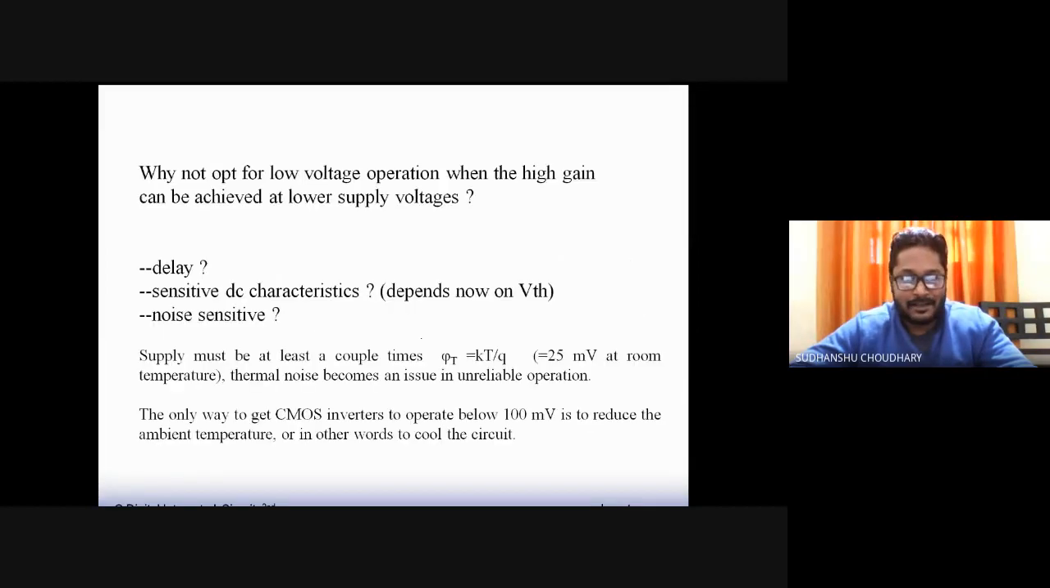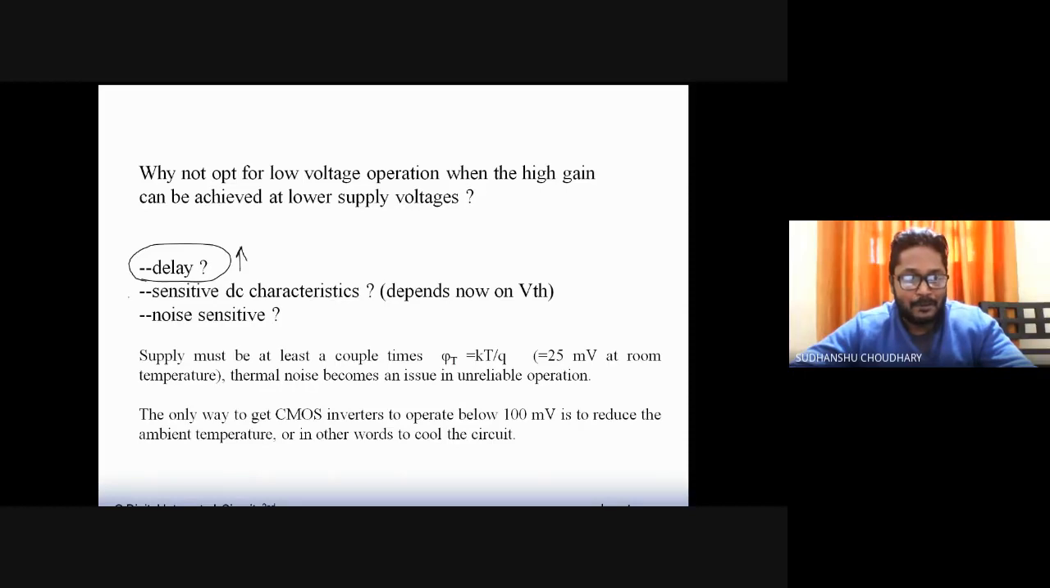The answer lies again when we look at the delay. The delay will be more because the current drive is small now. The current flowing, that is drain current, is small. So tPHL and tPLH will go up, that is, charging and discharging time will increase. So delay will increase because of lower charging and discharging currents, or lower drain current, because of the supply voltage scaling.